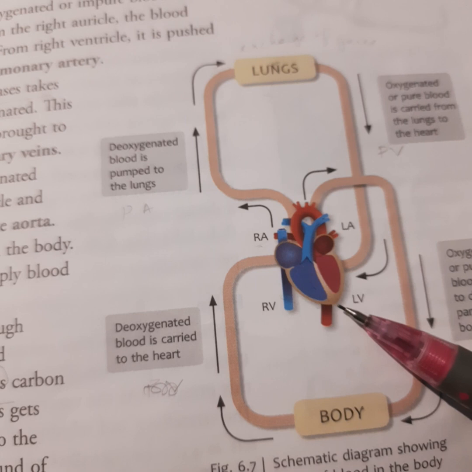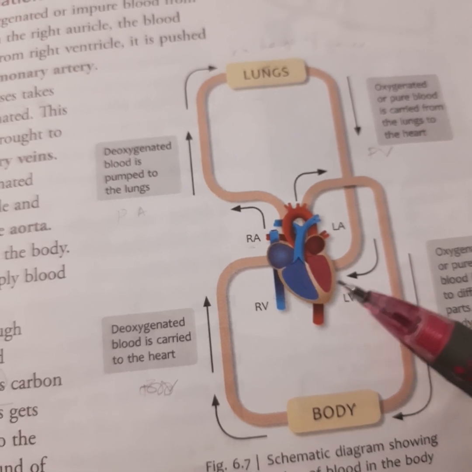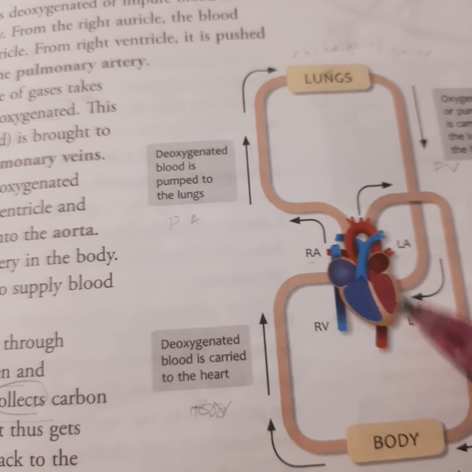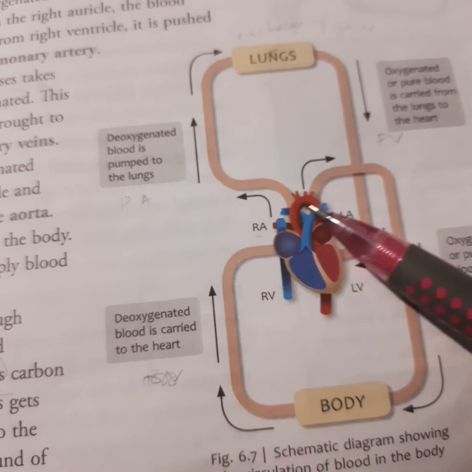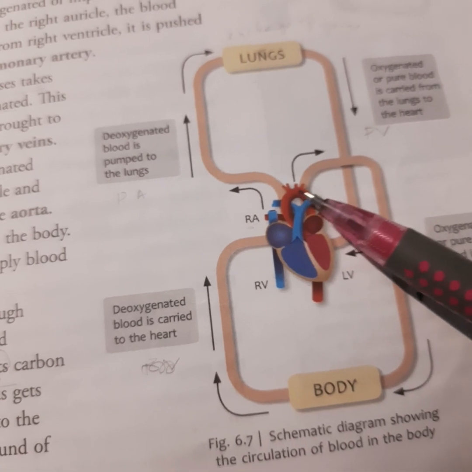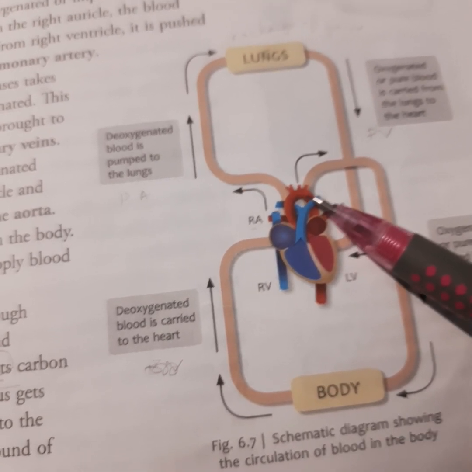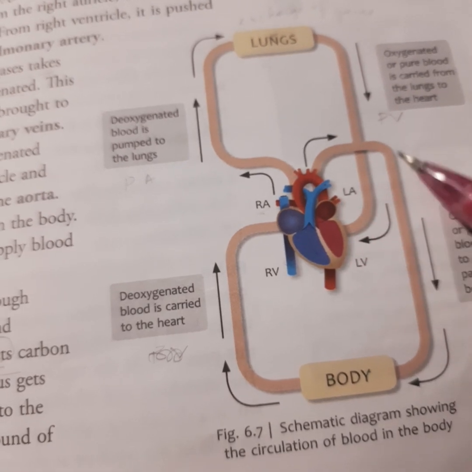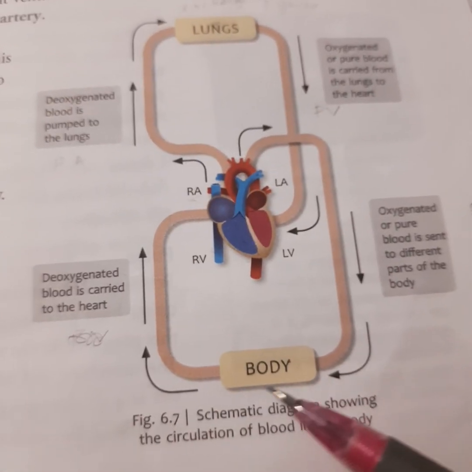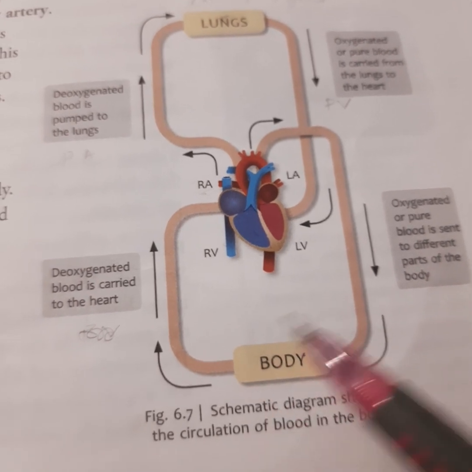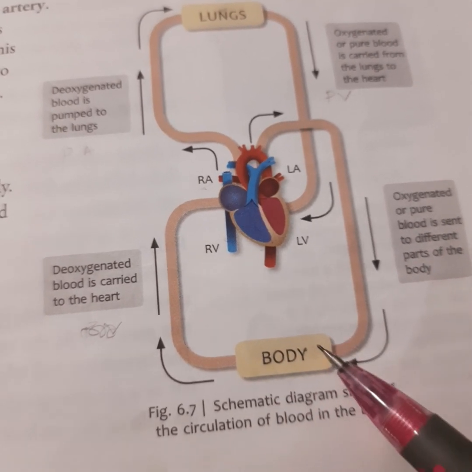Then from the left auricle blood flows into the left ventricle, and from there it is pumped into the aorta. This one is the aorta, which is the largest artery in the body. From here the aorta divides further to supply blood to all the body tissues. Here oxygenated or pure blood is sent to different parts of the body.